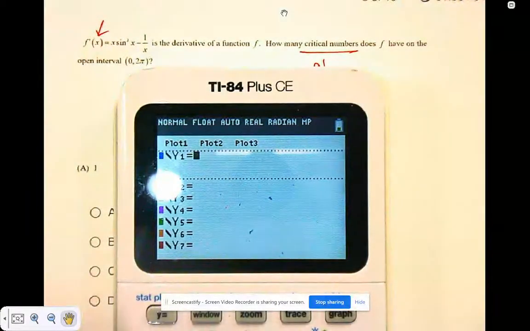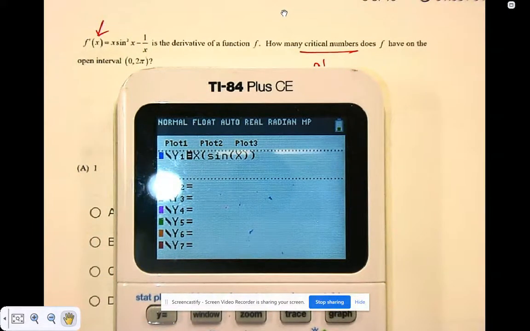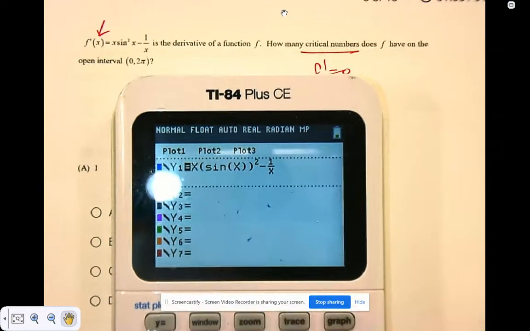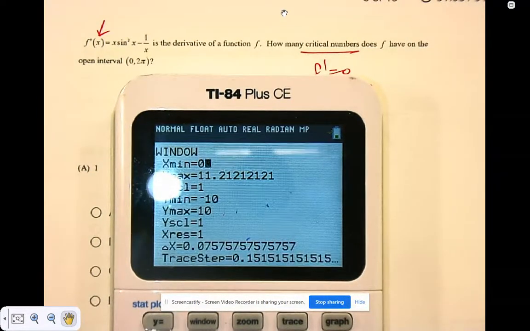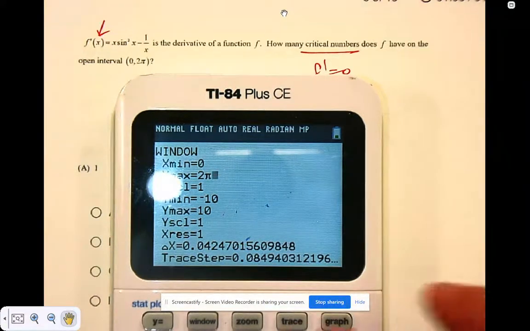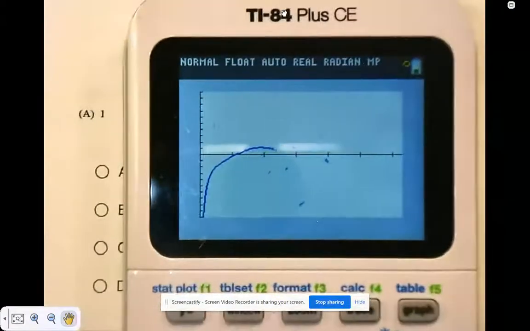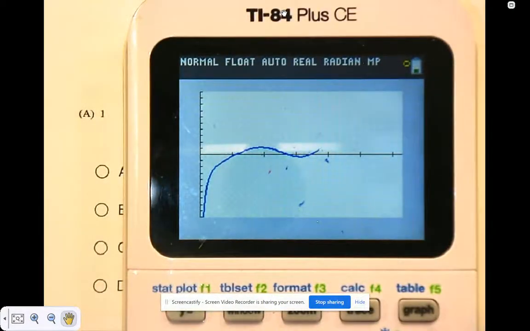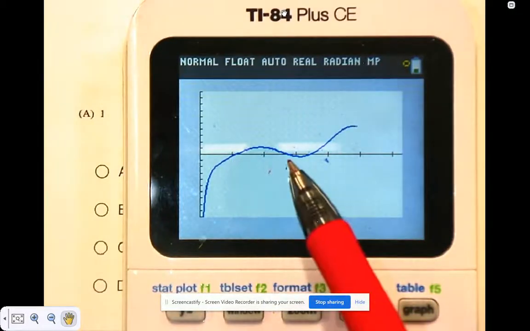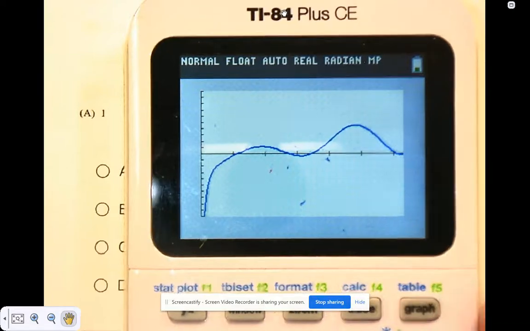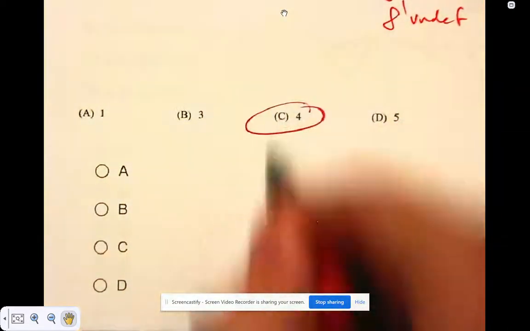If you plug in x and then sine of x squared, okay, minus 1 over x, and you're looking on the interval 0 to 2 pi, so let's go from 0 to 2 pi, and you graph that guy. How many times is it 0 or undefined in between 0 and 2 pi? 1, 2, 3, 4. Okay? And so that answer right there should be 4.